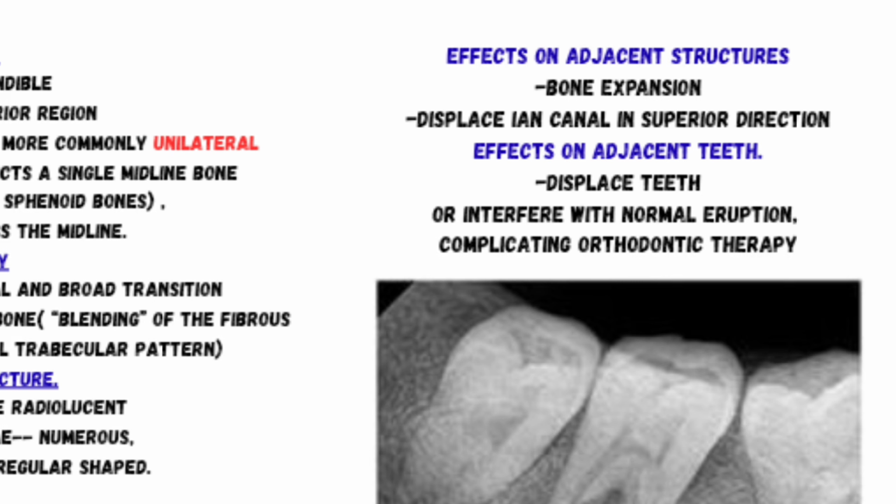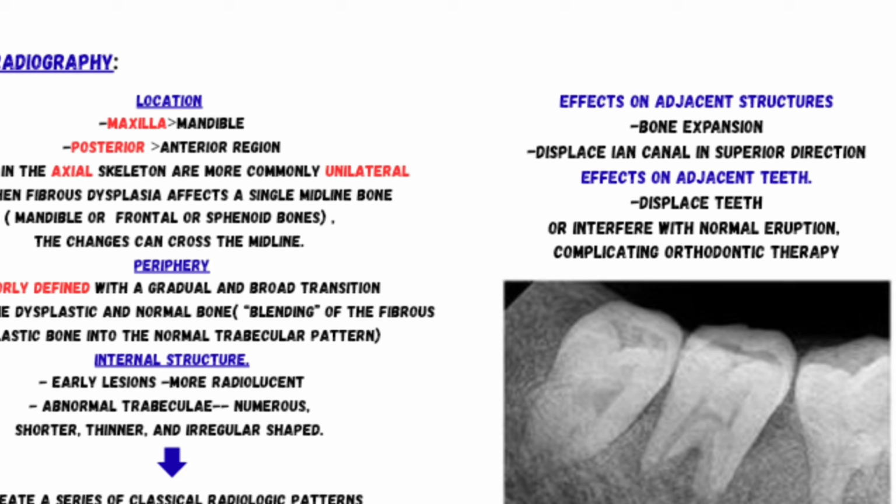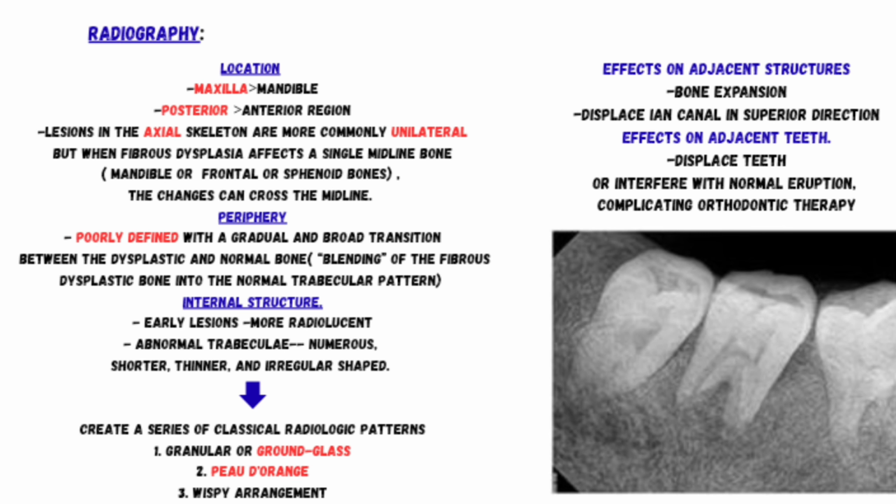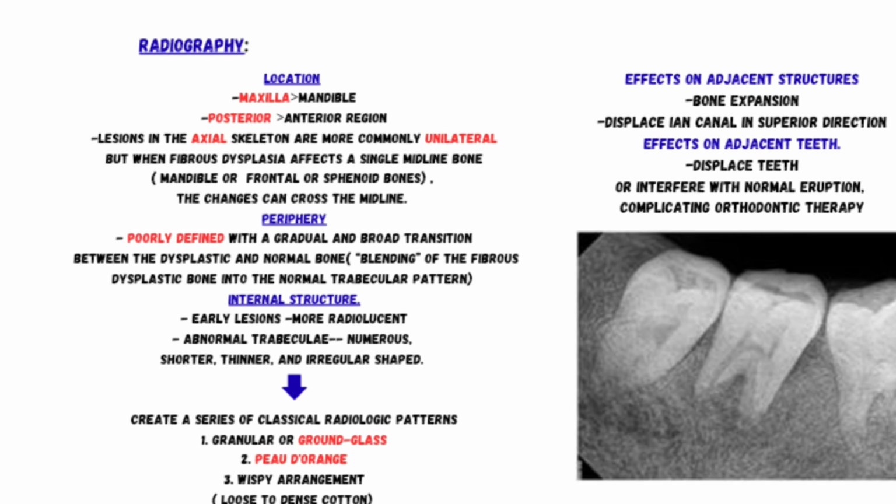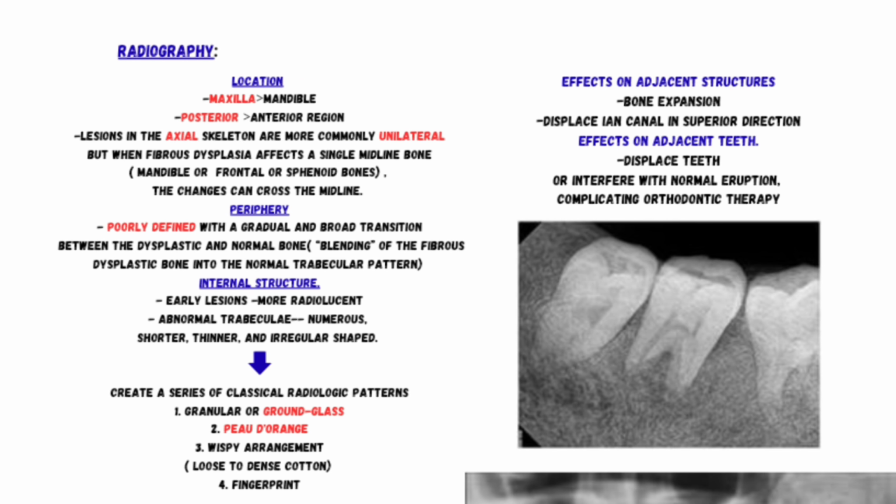Often the bone surrounding the teeth is altered without affecting the dentition, and a distinct lamina dura disappears as the dysplastic bone engages the structure. If the fibrous dysplasia increases the bone density, the PDL space may appear to be narrow. Fibrous dysplasia can displace teeth and interfere with the normal eruption, complicating orthodontic therapy. In rare cases, some root resorption and hypocementosis may also occur.